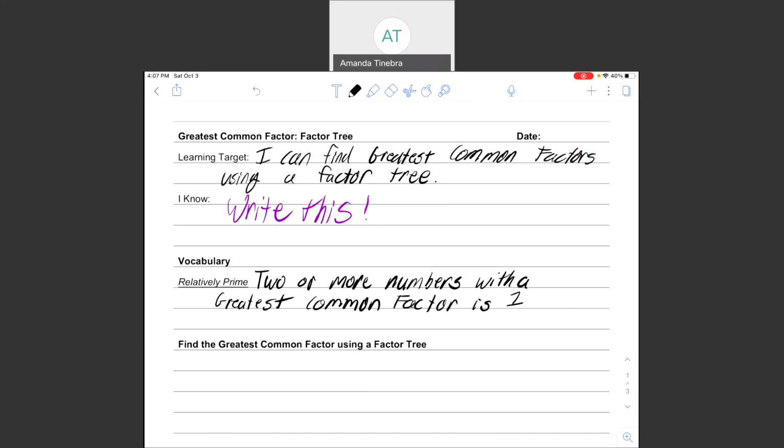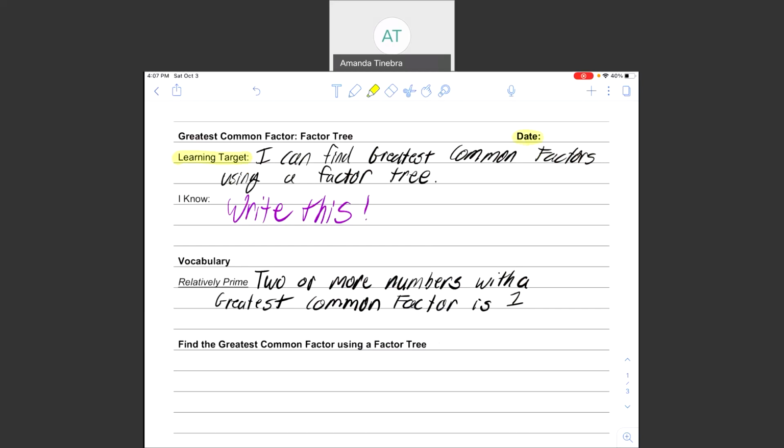This video is on greatest common factors using a factor tree. So today we are continuing to study greatest common factors, and this is a second method to find them. So our learning target today is: I can find greatest common factors using a factor tree.